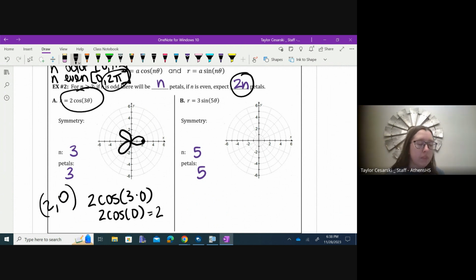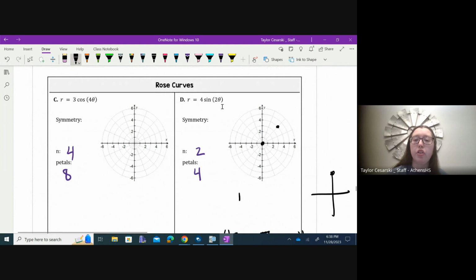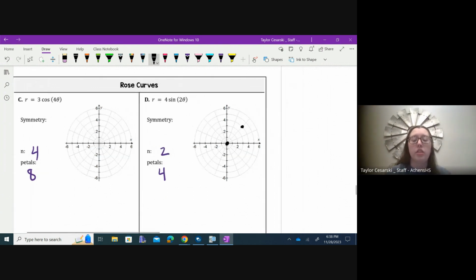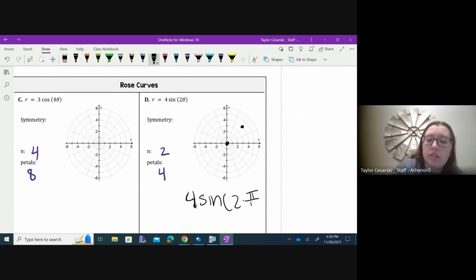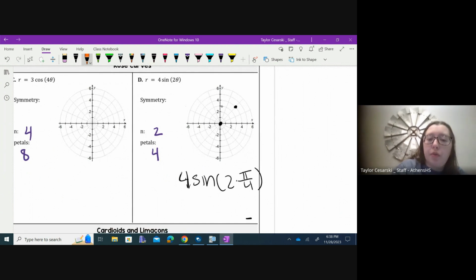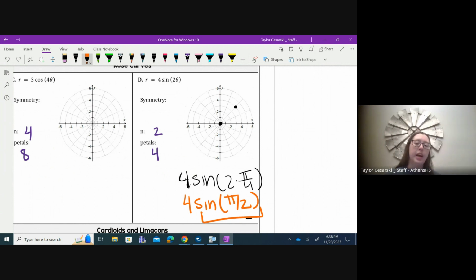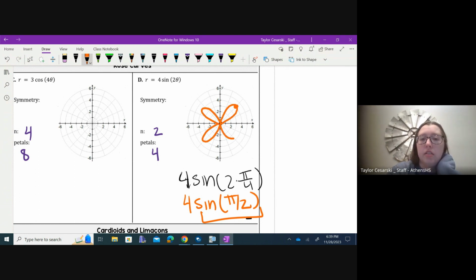Okay. Let's look at one more. Let's look at 4 sine of 2 theta. This will have 4 petals. If we pick a point to plug in, if I pick 0 or pi over 2, it gets kind of boring because those are all just 0. So let's pick pi over 4. Well, 2 times pi over 4 is pi over 2. Sine of pi over 2 is 1, so I have 4 times 1. That means that at pi over 4, which is exactly in the middle, I should be out at 4. Again, we said we should have 4 petals. It's going to look something like this.